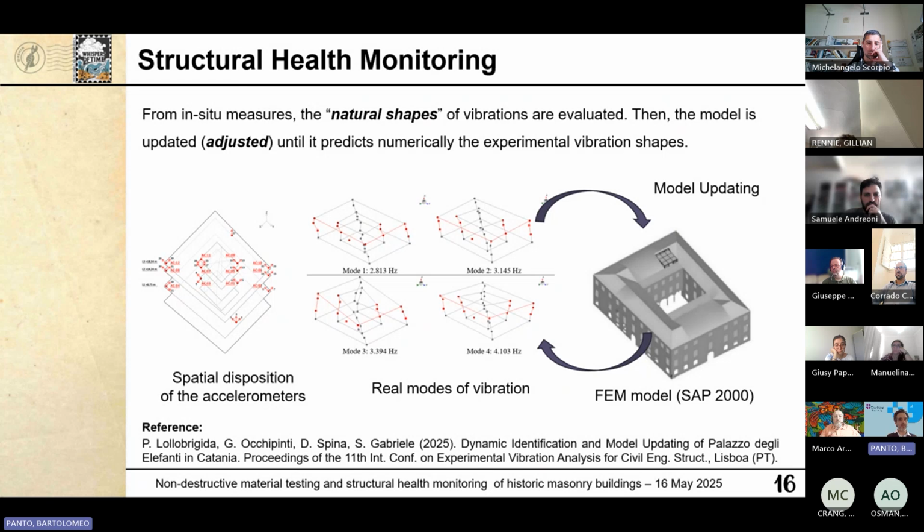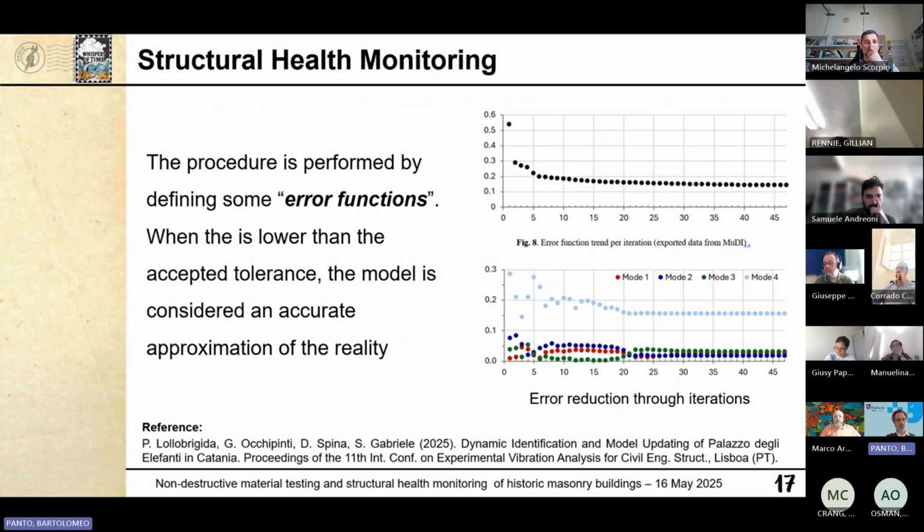We need, for instance, to revise our hypothesis in terms of materials, for instance, performing more non-destructive tests at the level of the material. So this sort of iterative process is called in the literature model updating. It means we operate some changes in our model in order to make the numerical predictions and the observations in terms of natural shapes of vibrations as close as possible. And this is what has been done also in this case study.